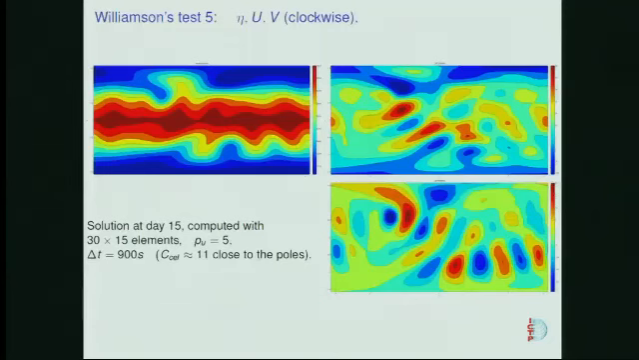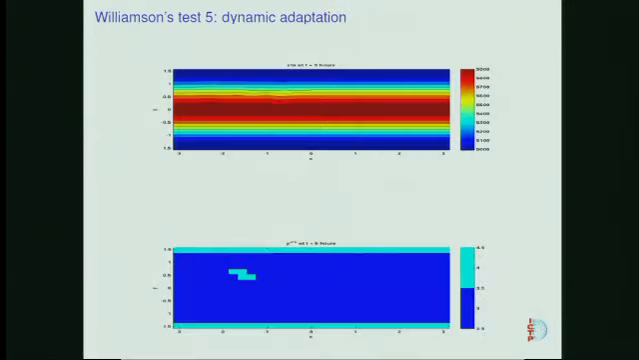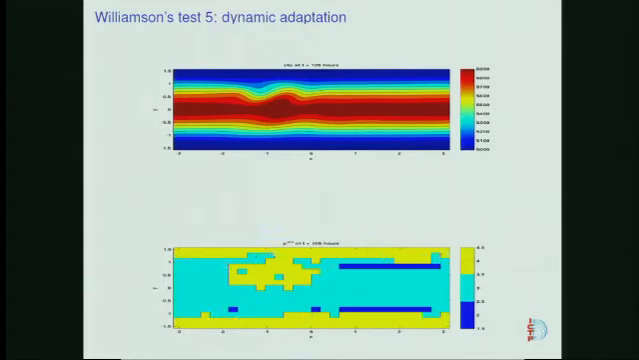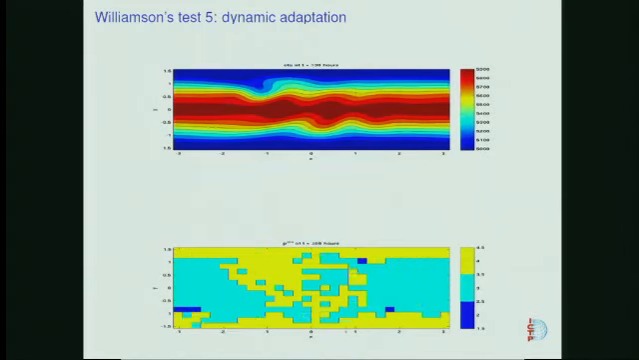On the sphere, first the mountain test of Williamson. Here is the resolution we used with, of course, a high Courant number close to the poles. Again, free surface elevation and velocity. Here you can see the same test but with adaptivity.